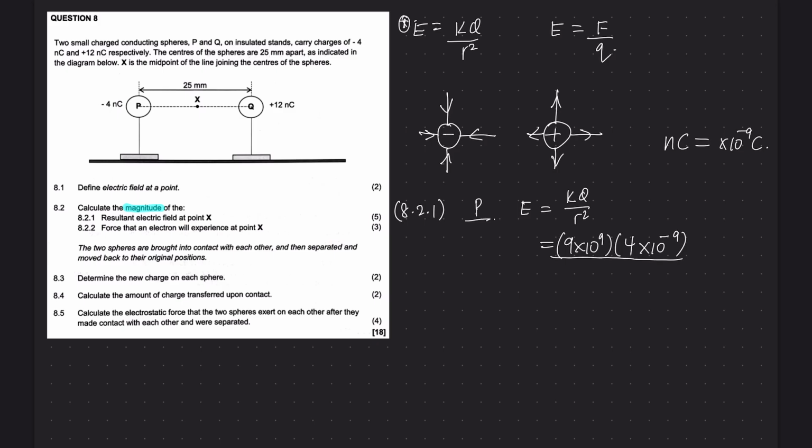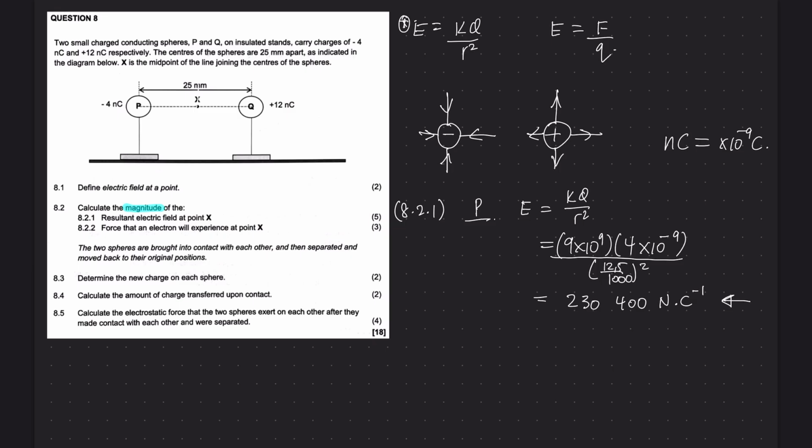Divided by, now the distance is going to be half of 25. So 12,5, but 12,5 millimeters. So to convert to meters, divide by 1,000. So 12,5 over 1,000 and squared. So the electric field value here is going to be 230,400 N/C. And now since this is a negative charge, it's going to point toward the charge. So it's going to be pointing to the left.